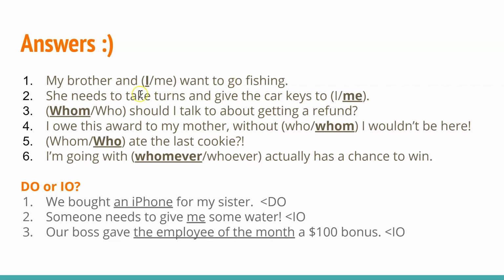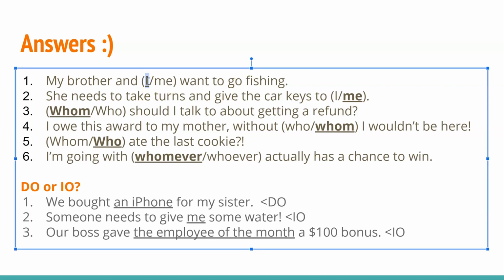Here we go. My brother and I want to go fishing. The reason the answer is I is because I is a subject pronoun, and I'm currently in the subject spot of the sentence. We want to go fishing. My brother and I want to go. However, in number 2, she needs to take turns and give the car keys to me. Now, I know it should be me instead of I for more than one reason. It probably sounds funny to you anyway to say I in this moment, but also, ooh, I've got a preposition here, so I probably want that object pronoun.